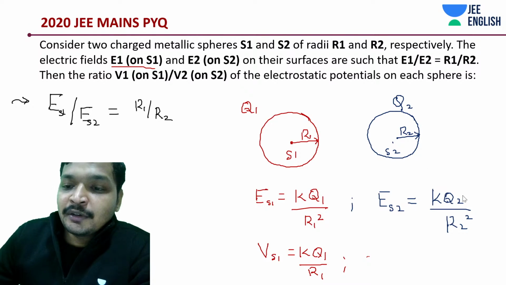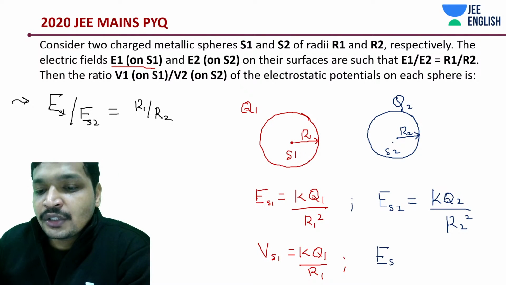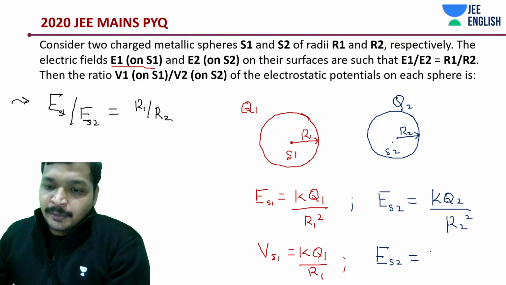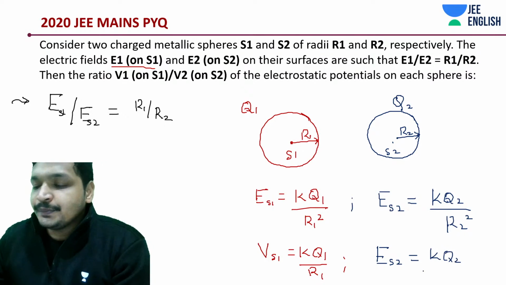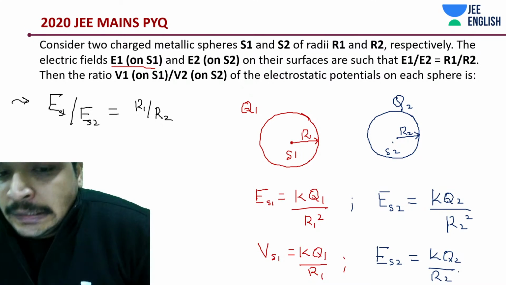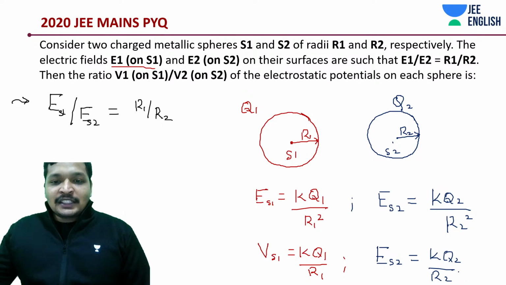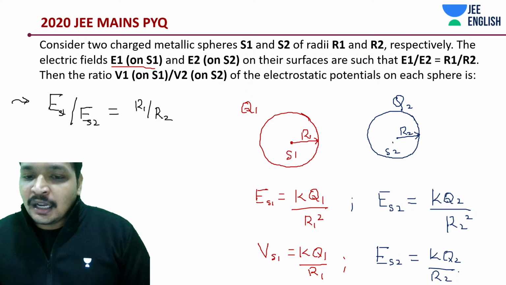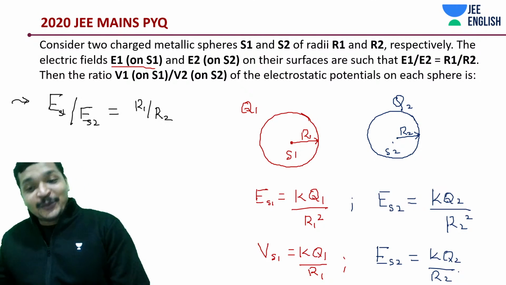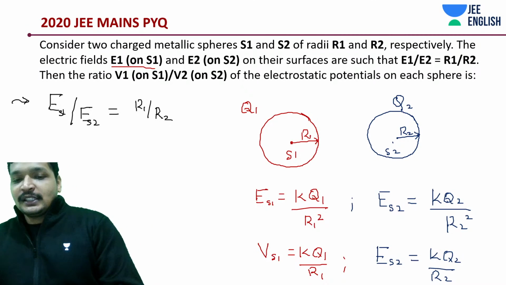There is no difference between what we have done earlier and this. There at least you would not be getting confused much. So the other potential is K Q2 by R2. That's it. Now you know ES1 by ES2 is in the ratio of R1 and R2, and we basically have to calculate Q1 by Q2 and substitute it. So okay, let's do this.